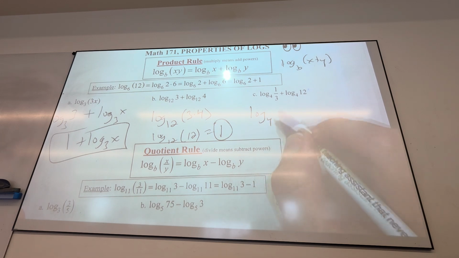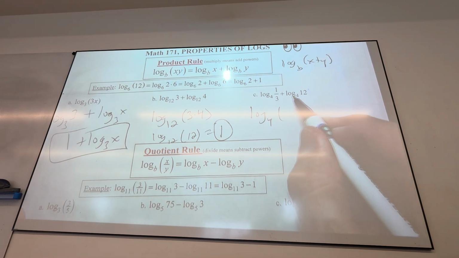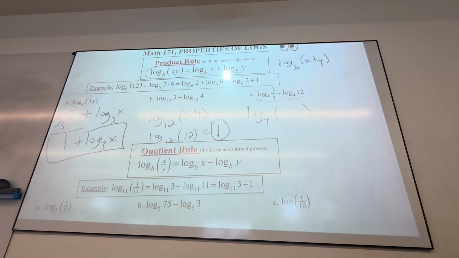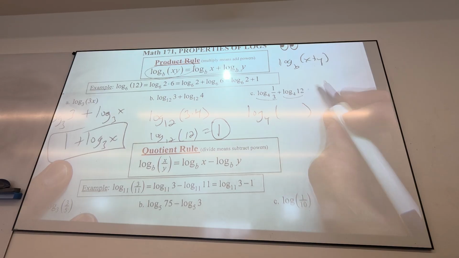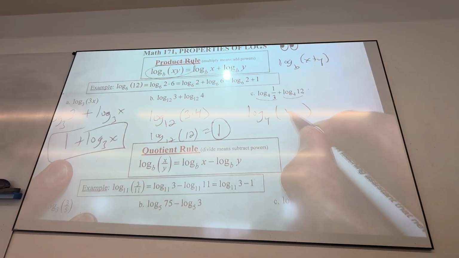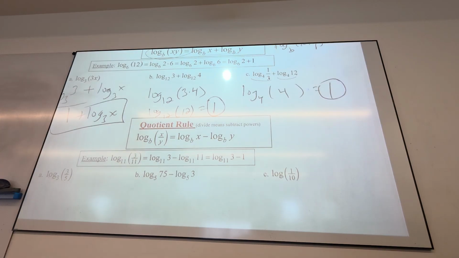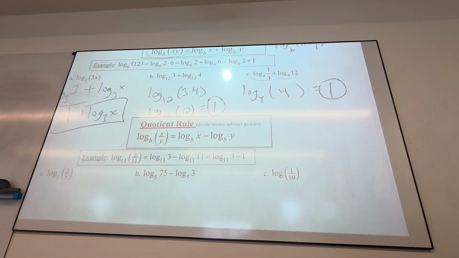I get a log base 4 of what? I'm adding things with like bases, so I'm allowed to put them together. What do I get? Log base 4 of 12 over 3, which is 4, which is 1. Okay. Sorry, better calm down.